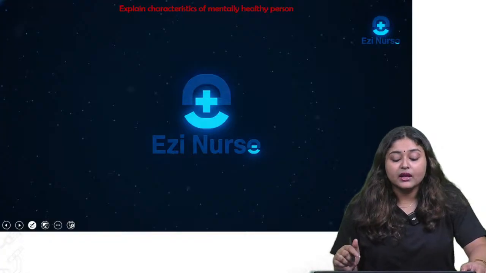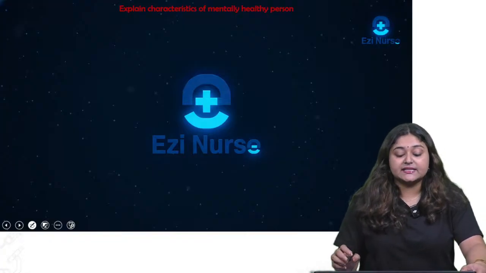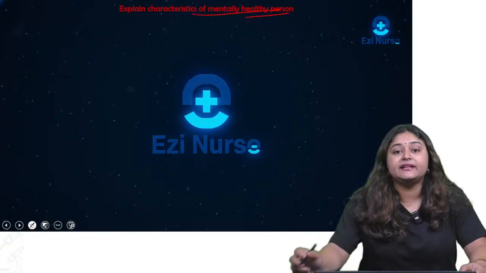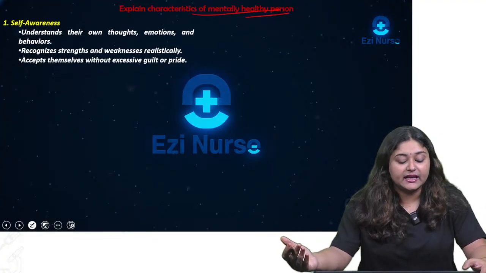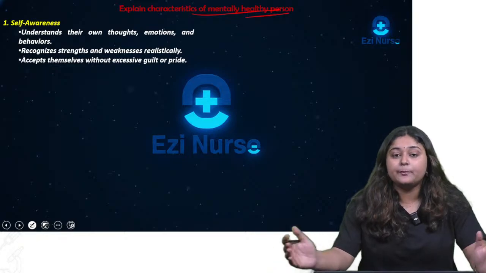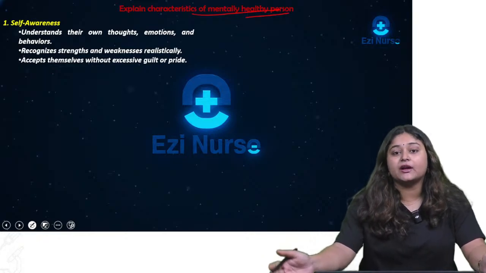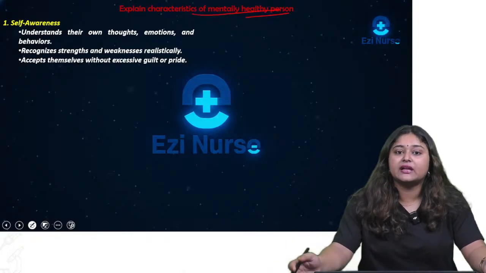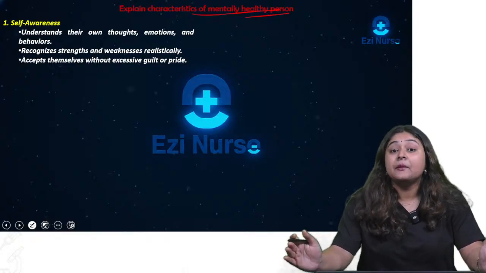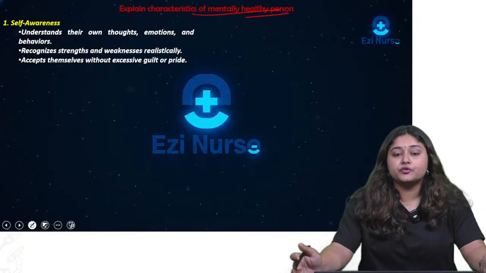Okay. Now come to the next question, that is explain the characteristics of a mentally healthy person. So we consider the person mentally healthy when the person behaves properly according to the situation, according to their personal motives as well as motivations, emotions, etc. So at that time we can consider the person is mentally healthy, right? So what should be the characteristics?